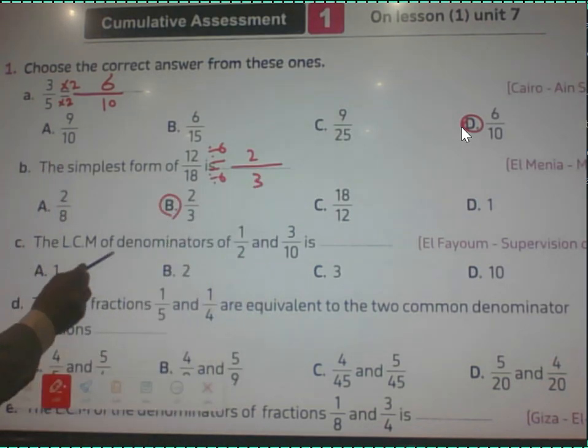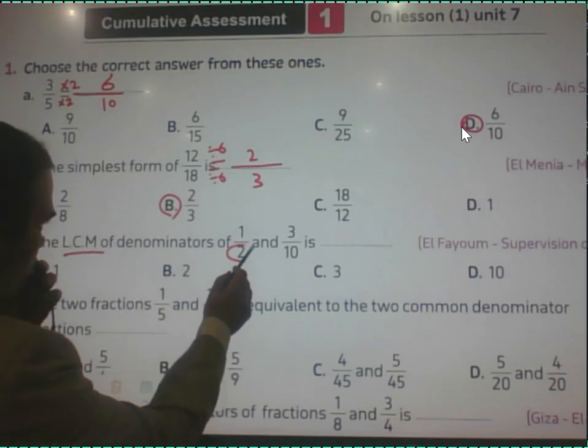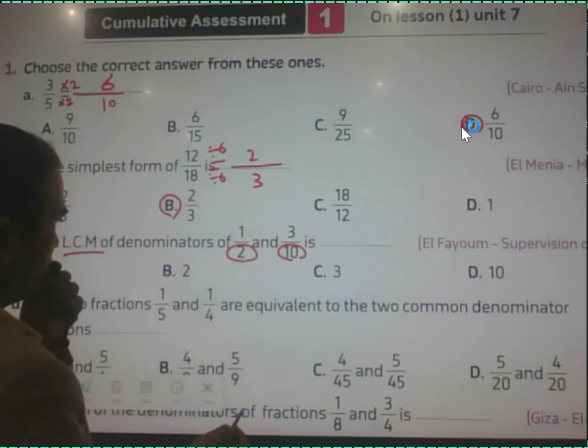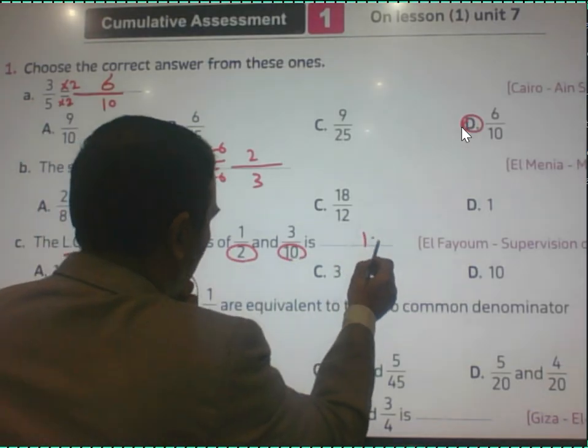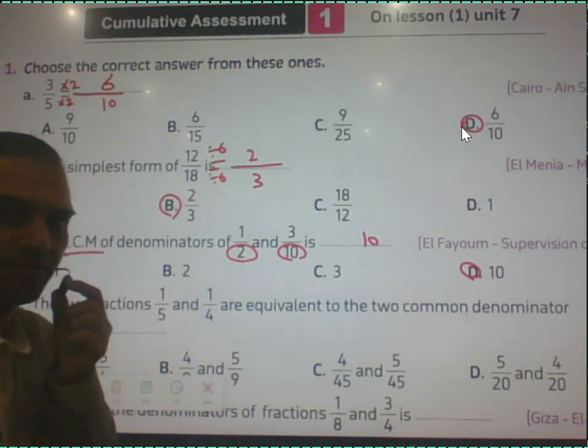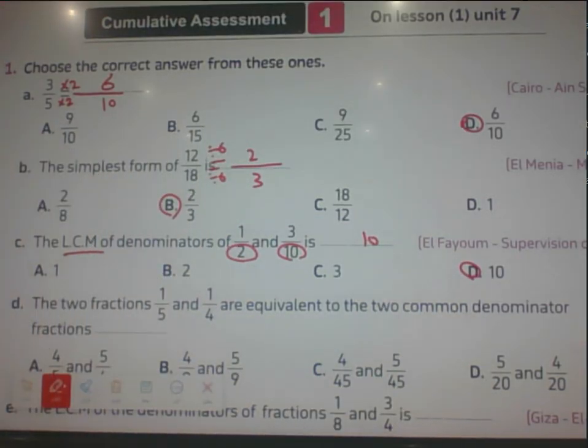The least common multiple of the two numbers 2 and 10. 10 can be divided by 2. Then 10 is the least common multiple between the two numbers. Choose letter D. Okay. Next question.